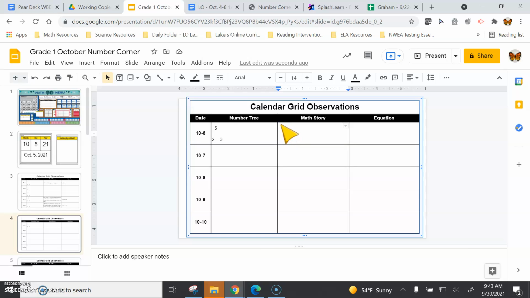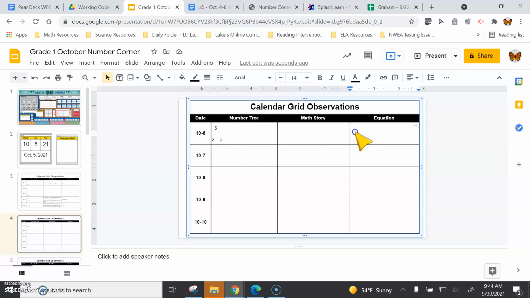Can you think of a math story? I challenge you. If you're ready for the challenge, you can write a math story about our number tree, 2, 3, and 5. You could say I have 2 leaves in the basket and 3 that are not in the basket. All together, I have 5 leaves.